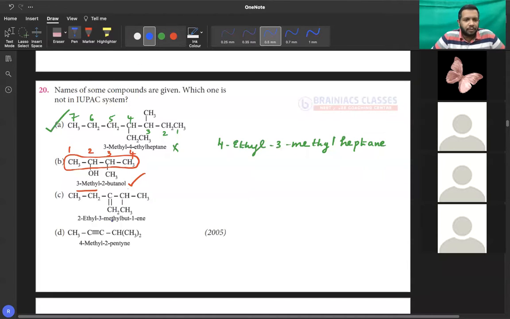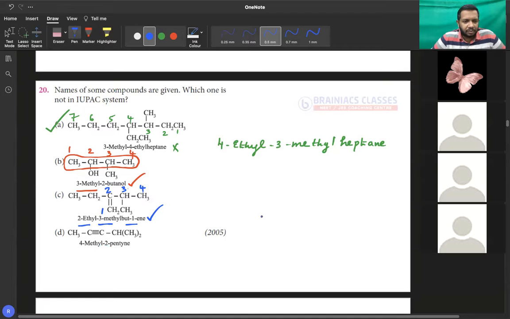Here a double bond is present, so I should include that in my parent chain and identify the longest one. 1, 2, 3, 4. Either I can go like this or like this. But if I go the left way, I have the minimum numbers for substituents. So I will go like this: 1, 2, 3, 4. At the second position you have ethyl and at the third position you have methyl. So we say 2-ethyl, then 3-methyl, but-1-ene. So this is also correct.